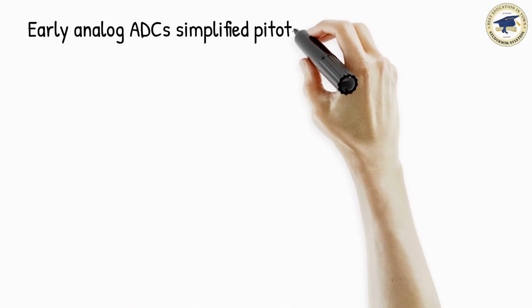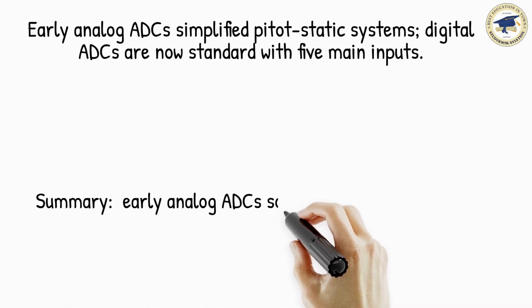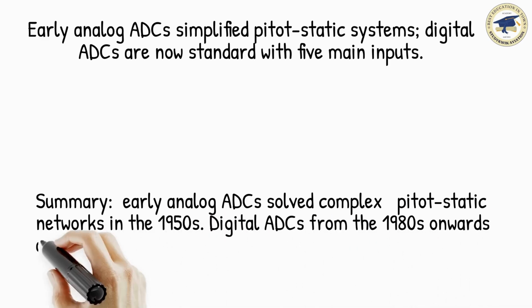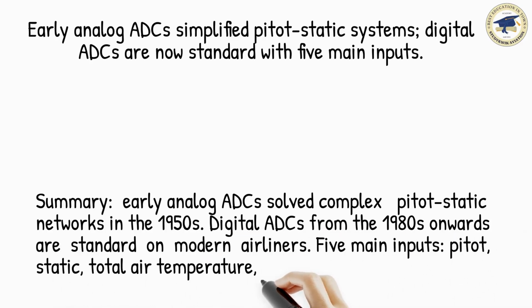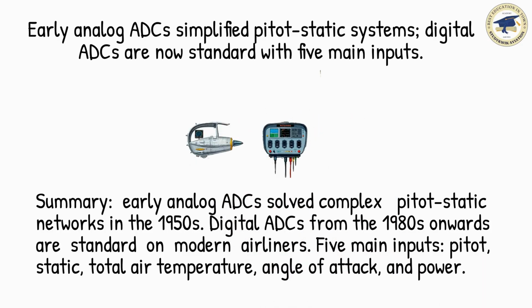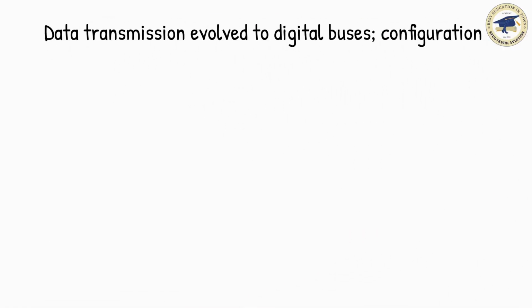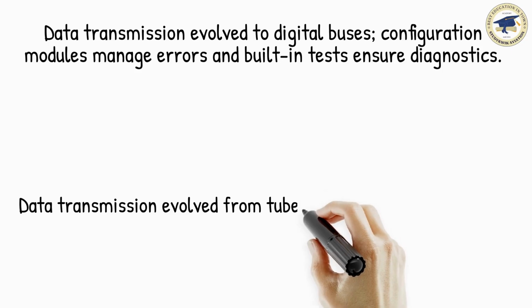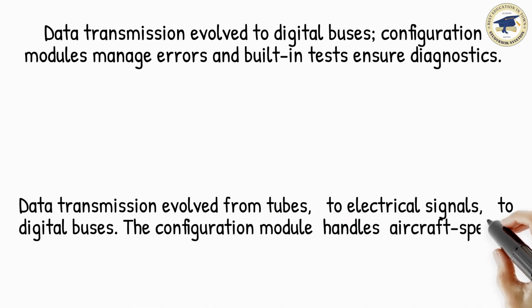Summary: early analog ADCs solved complex pitot-static networks in the 1950s. Digital ADCs from the 1980s onwards are standard on modern airliners. There are 5 main inputs: pitot, static, total air temperature, angle of attack, and power. Data transmission evolved from tubes to electrical signals to digital buses. The configuration module handles aircraft-specific errors, ensuring accurate readings. Built-in tests provide start-up, continuous, and maintenance diagnostics.